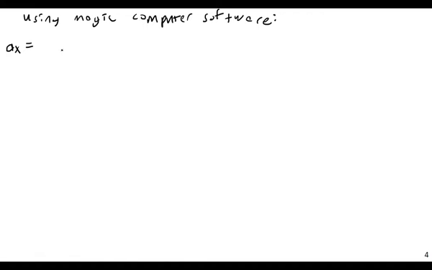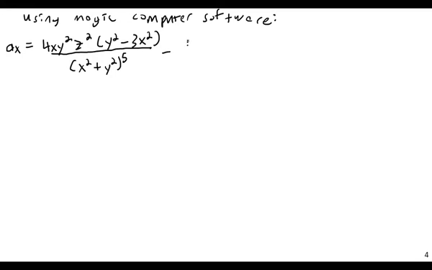So the nice thing about doing this is I can just say, using the magic of computer software, this will produce the final result. a_x, the acceleration in the x direction, is going to be 4xy squared z squared times (y squared minus 3x squared), divided by (x squared plus y squared) to the 5th power, minus 2xz times (x squared minus 3y squared) times (x squared minus y squared), divided by (x squared plus y squared) to the 5th power.